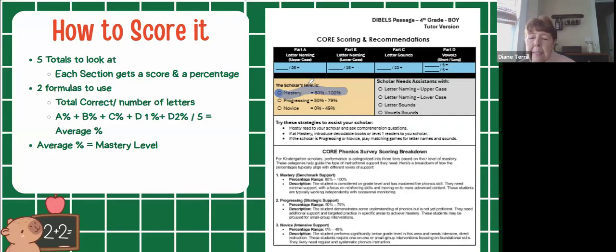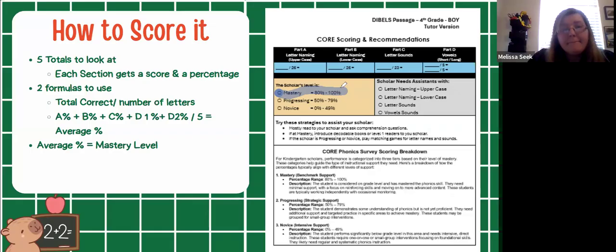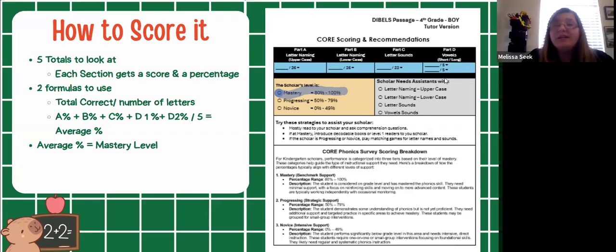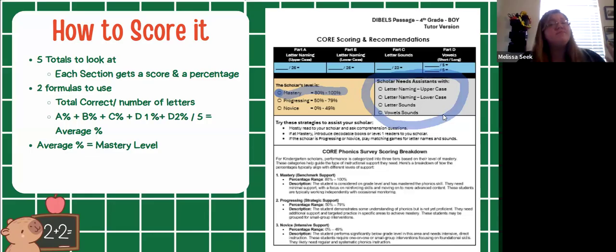So on the right where it says scholar needs assistance with, yeah. Just if it's progressing or novice, we check it. So this section really is to help you all tailor your experiences with your scholar a little bit deeper. If you notice that your scholar doesn't really know the lowercase stuff, then you can highlight areas that you felt they were struggling in. Like if they have their short vowels down, but they do not know their long vowels, then you can highlight the vowel sounds.